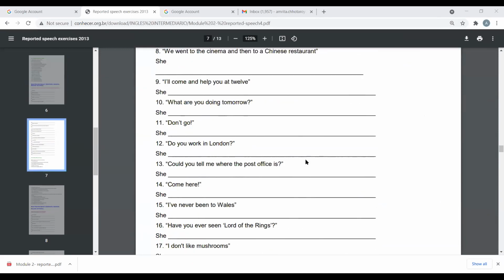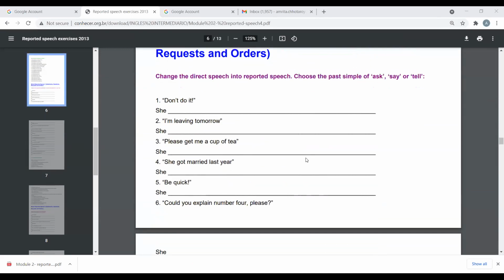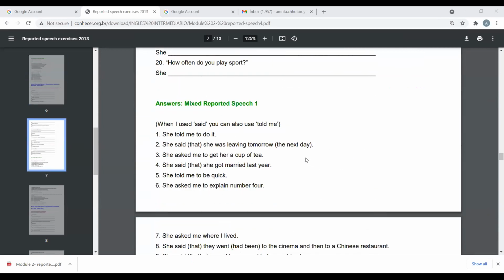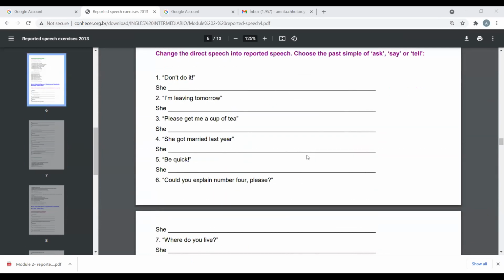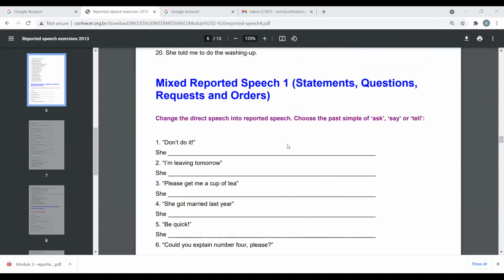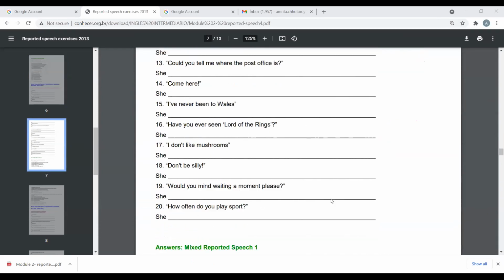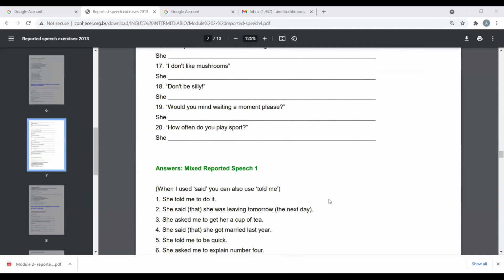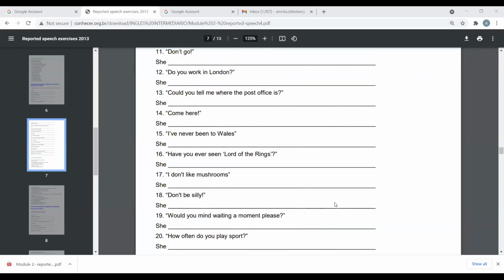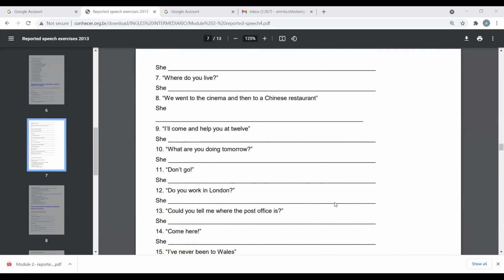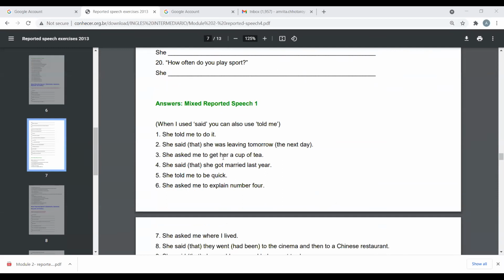Mixed reported speech one, these are the answers. The first one was, "Don't do it." Number one, the answer is, she told me not to do it. Okay, "not" should be there. She told me not to do it. Next. Question number two was, "I'm leaving tomorrow." The answer is, she said that she was leaving the next day. Past continuous will be used and tomorrow becomes the next day.